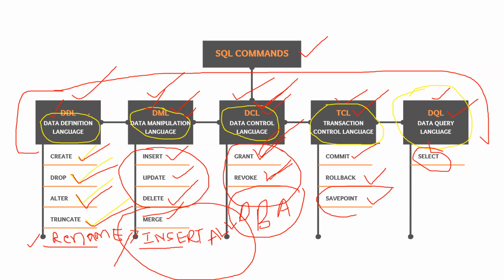So now DDL, how many types, guys? Data definition language, 5 commands: create, alter, drop, truncate, and rename. DML: insert, update, delete, merge, insert all. But initially we will discuss these 3. The remaining, merge and insert all, we will discuss in the advanced concepts. Any doubts?